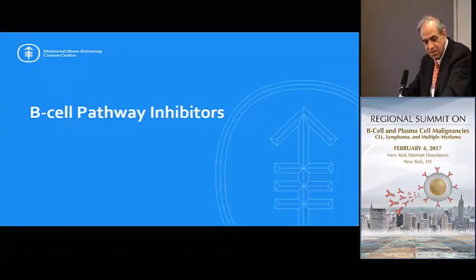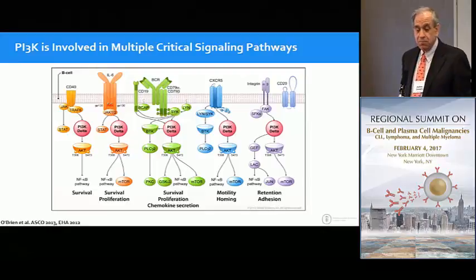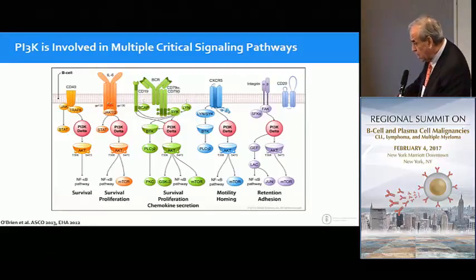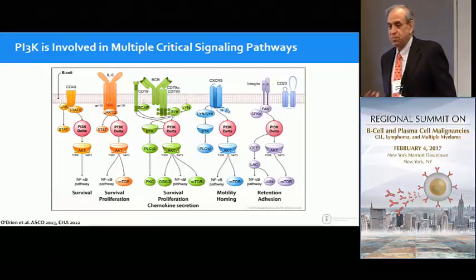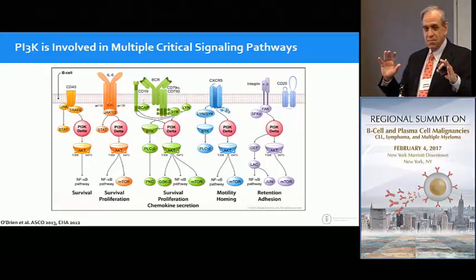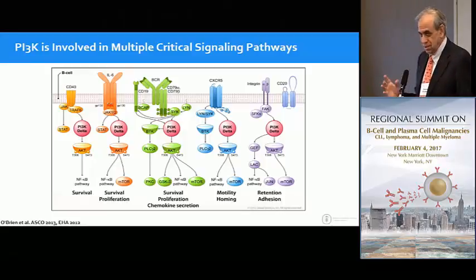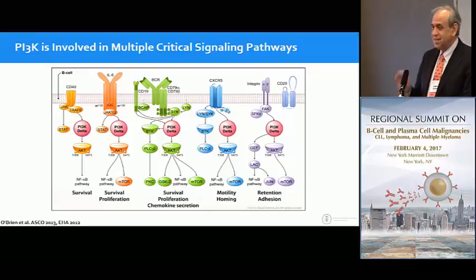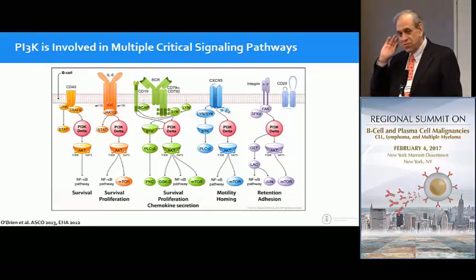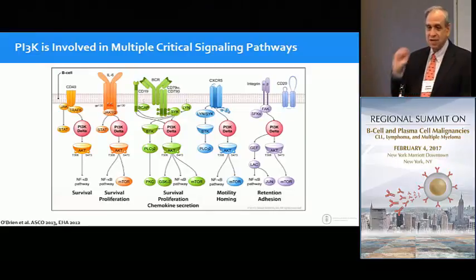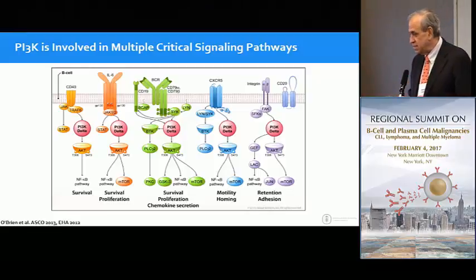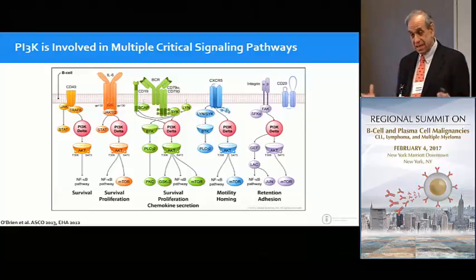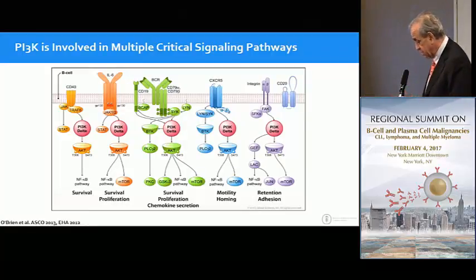What about B-cell pathway inhibitors? PI3 kinase is an important pathway inhibitor, but I want to dispel the notion that these kinase inhibitors are B-cell receptor kinase inhibitors. They are not. Just forget what you read in the ads. These are not B-cell receptor kinase inhibitors. These are pathway inhibitors that happen to inhibit a number of critical pathways in B cells.